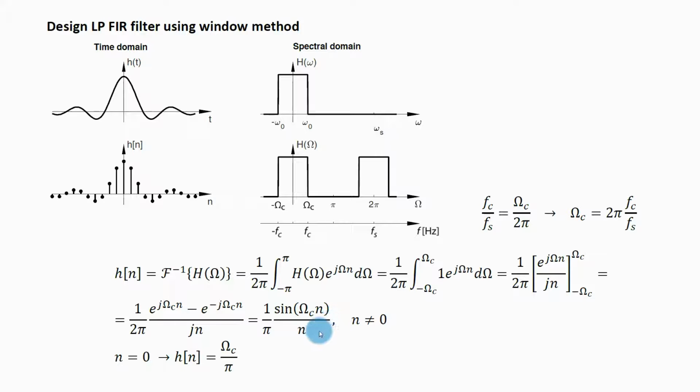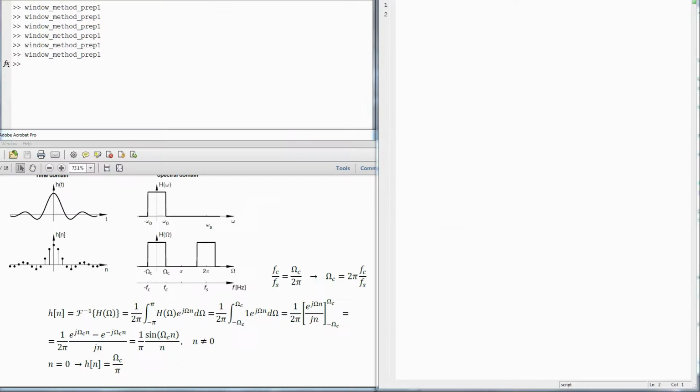Just watch out, you are dividing by n here, so this is valid only for n different from 0. When n is equal to 0, you actually need to substitute that 0 here and evaluate this integral. When you do, you get this. Okay, so this is my impulse response, and now I can take it to MATLAB and check out what kind of filter I have designed. Okay, so first, type in the impulse response.